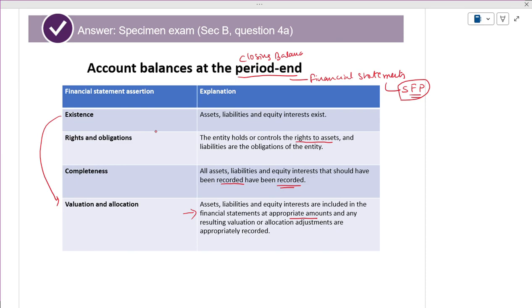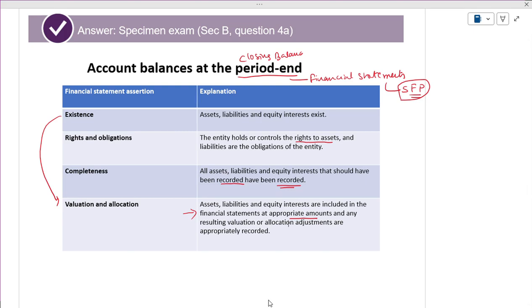See, it will come by practice. It will come by writing. Existence: now we can tell by seeing the screen, everybody can tell. But you have to close your eyes and think. Yes, existence, rights and obligations, completeness, and valuation and allocation.